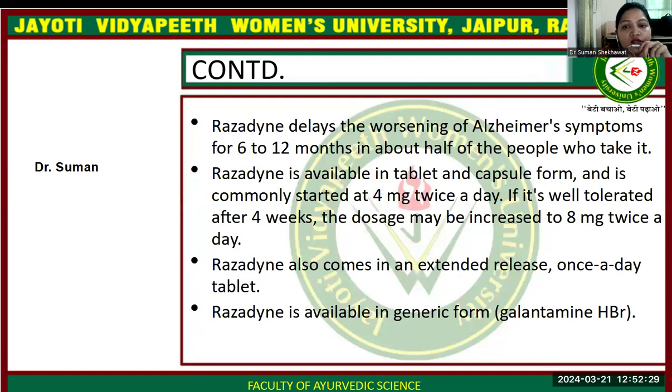Razadyne delays the worsening of Alzheimer's disease symptoms for 6 to 12 months in about half of the people who take it. Razadyne is available in tablet form and capsule form, and is commonly started at 4 mg twice a day. If well tolerated, after 4 weeks the dose may be increased to 8 mg twice a day. Razadyne also comes in an extended-release once-a-day tablet. Razadyne is available in generic form also. Galantamine HBr.